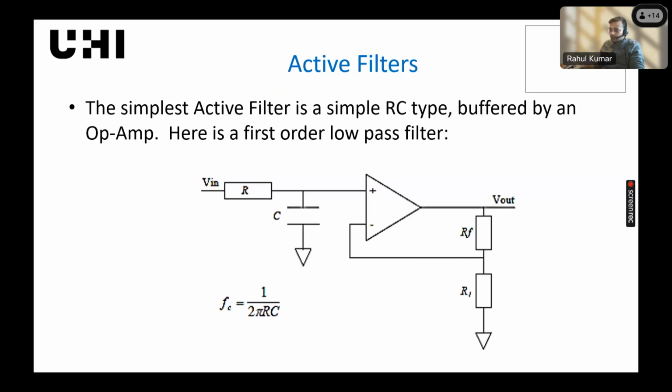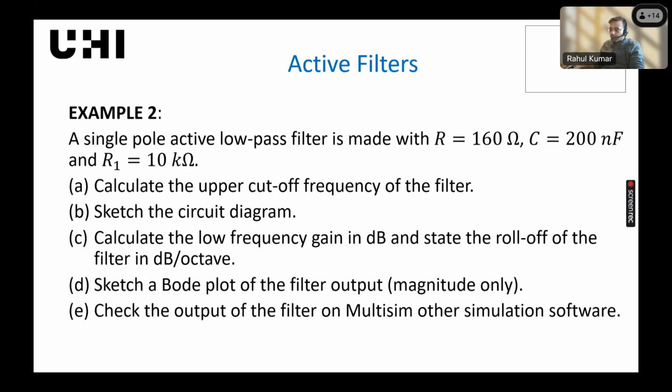Okay. Now, this is again a typical exam style question. So you can again be asked to calculate the cutoff frequencies, sketch the diagram, and the gain. You can be asked to calculate the low frequency gain in case of active filter, right? Sketch the Bode plot and the output.